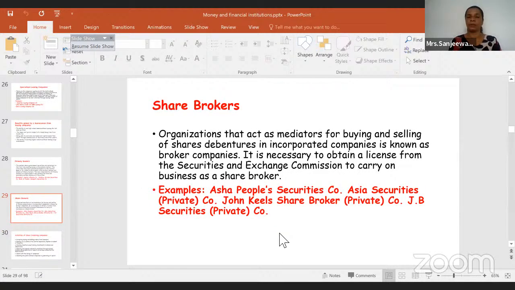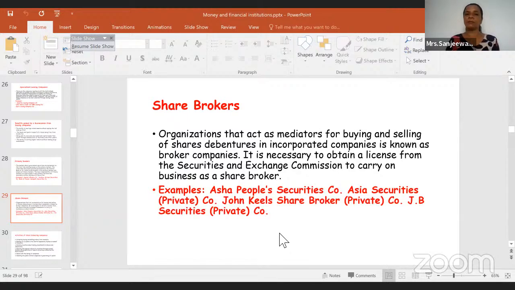Who are share brokers? They are the organizations that act as mediators for buying and selling of shares, right? So they work as middlemen, just to facilitate buying and selling of shares or debentures in incorporated companies. But to do that, they need to buy a license, okay? From where? From the Securities and Exchange Commission. So if you want to be a share broker, you have to get the license from the Securities and Exchange Commission. Okay, so what are the examples? Asha Securities Company, Asia Securities Company, John Keells share broker. So these are the share brokers.